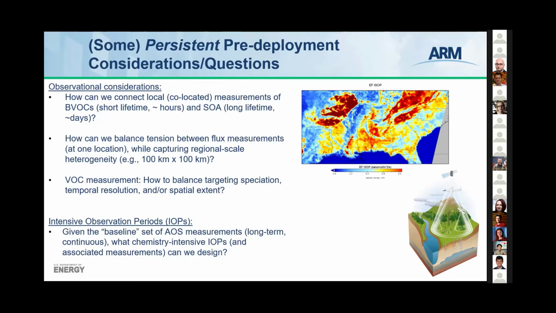And then because this is a 5-year deployment, there will be potential opportunities for intensive observation periods. So given the baseline set of AOS measurements that I presented, what type of chemistry intensive IOPs and associated measurements can we design as a group and as a community? So thanks.